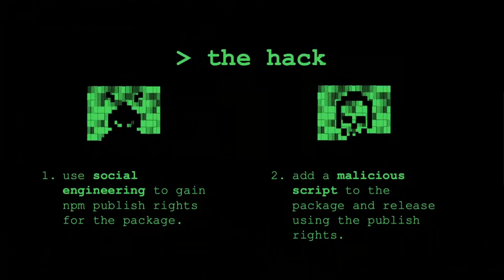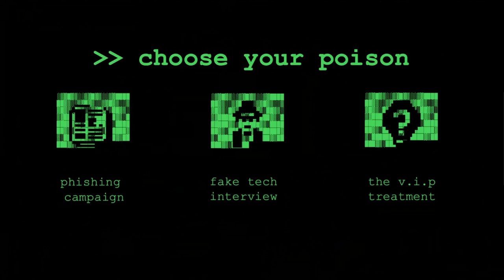So what we can do then is figure out how we're going to execute this hack. Firstly, we're going to use social engineering to gain NPM publish rights for the package. And second of all, we're going to add a malicious script to the package that can be released using the package access rights that we've got from the first step. So we're going to use one of these three options to execute the hack.